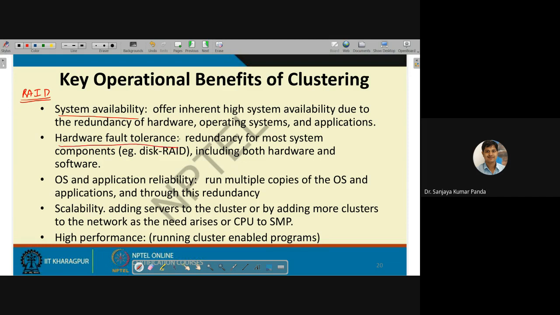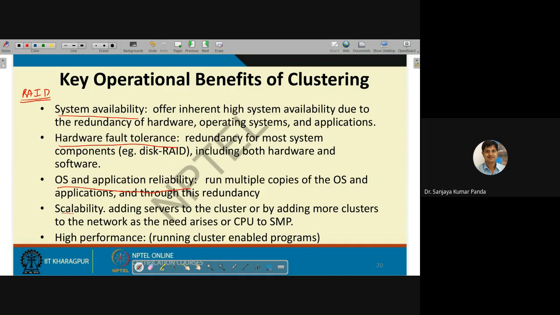The second one is hardware fault tolerance. I talked about RAID, so redundancy of most system components, like in this case we are using RAID. Not only redundancy of software or hardware is required; you require both, in order to make it more available. Similarly, we have operating system and application reliability, which runs multiple copies of the operating system and application through this redundancy. I'm creating multiple copies of the operating system. If one particular copy fails, then another copy is running, so you will not face any difficulty.